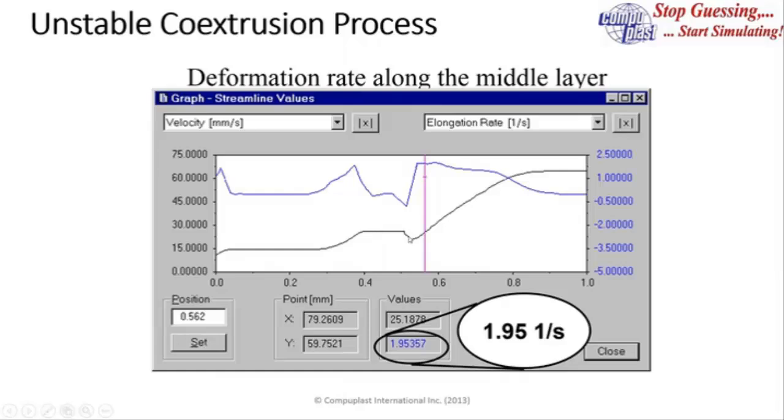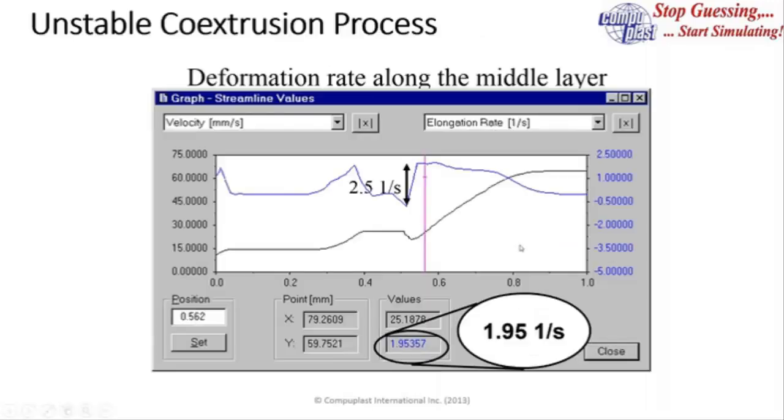We still had a little bit of a dip before the merge, and then we had the acceleration to the final velocity of that center layer prior to entering. The maximum elongation rate reduced to about 2 reciprocal seconds, but the total also reduced more significantly to about 2.5 reciprocal seconds. So, making that change was enough to eliminate the appearance of that wave on the final product.